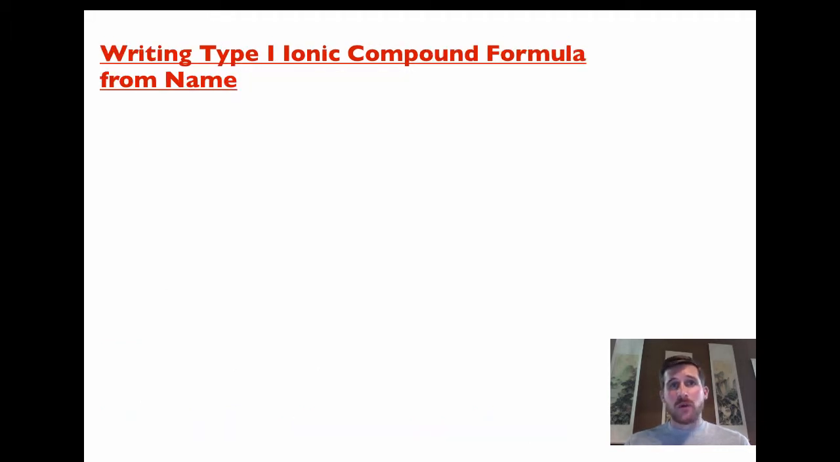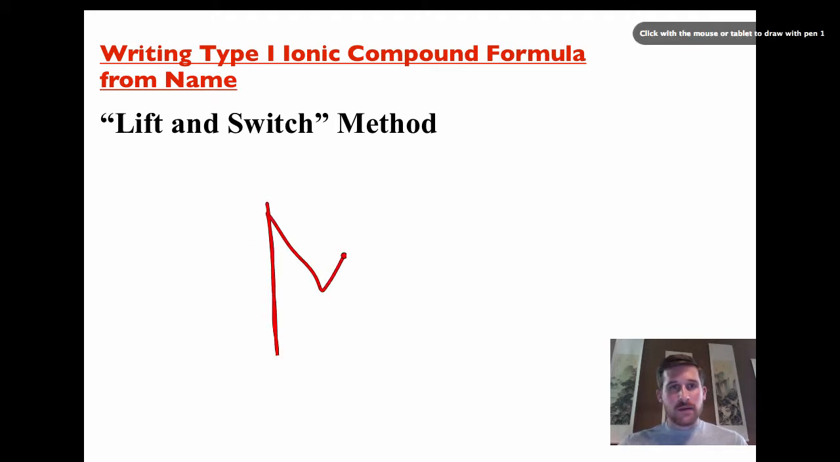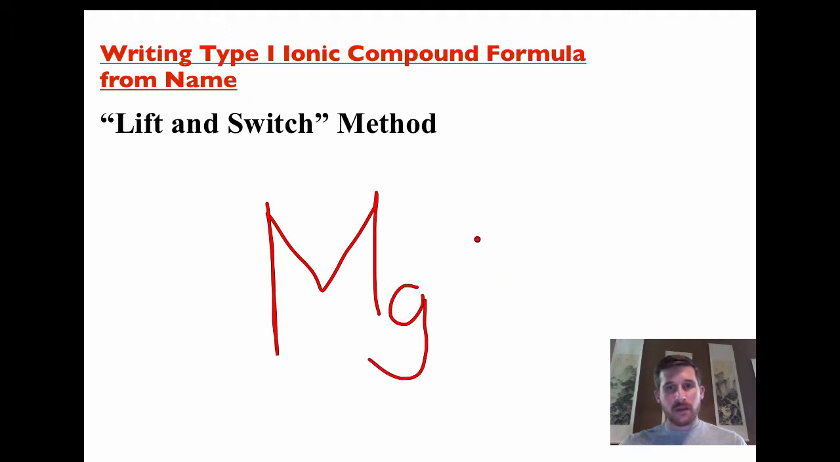How do we name type 1 ionic compounds from a formula? I'm going to teach you a method, or remind you of a method hopefully, called the lift and switch, where given a formula, we can figure out the name. This is more important really for type 2, but we'll run through this method real quick here with a type 1. Let's come up with a type 1 ionic compound. Let's do another magnesium one for simplicity's sake. How about magnesium fluoride? So MgF2. Okay, so there's our compound.